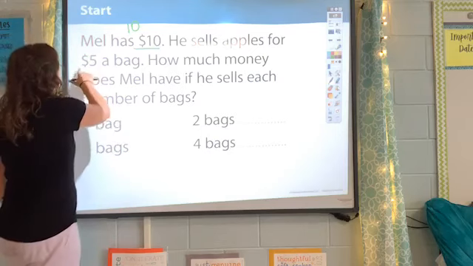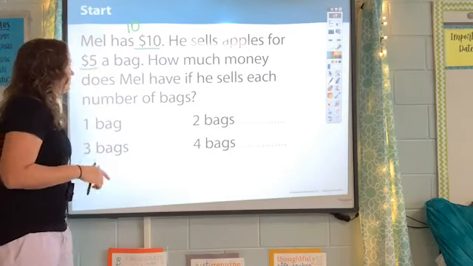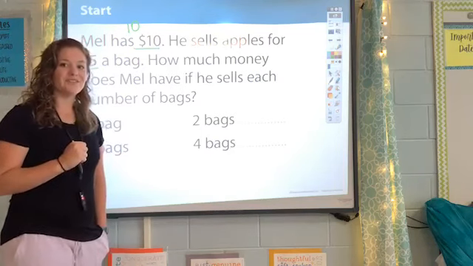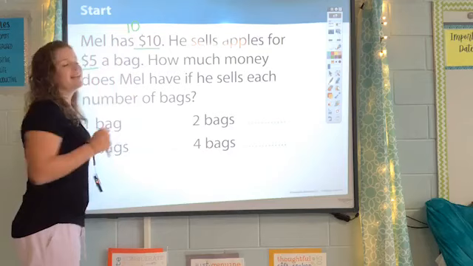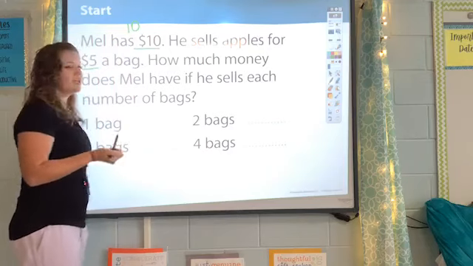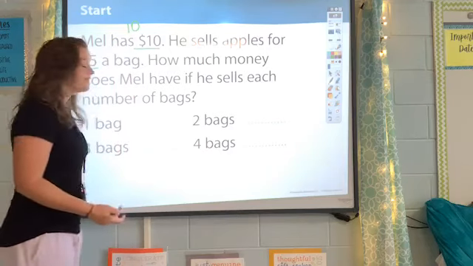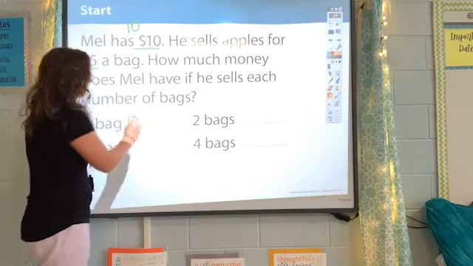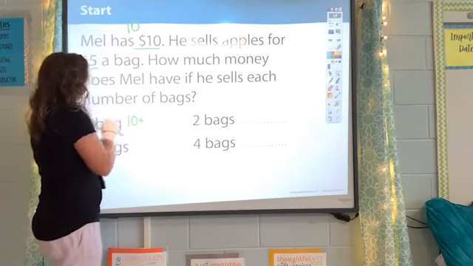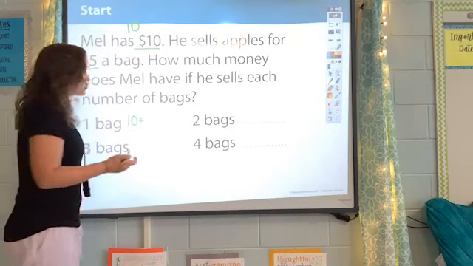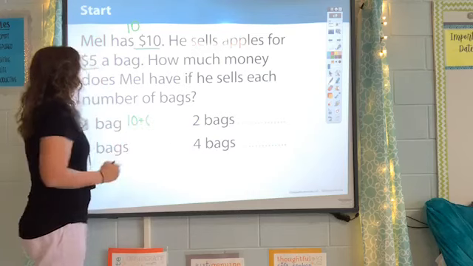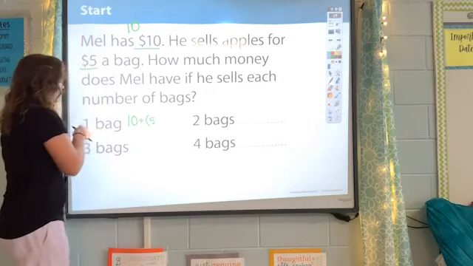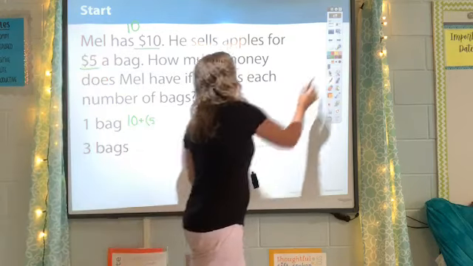And then he sells apples for $5 a bag. Okay, so we know that we have one bag here, and one bag is $5. But he already has that 10. So we're going to create an equation to represent that. We know that we've got the $10 he already has, and it's going to add to how much the bag of apples costs. So I'm going to open my parentheses, and we're going to have our $5, and we're going to multiply it by the number of bags here.